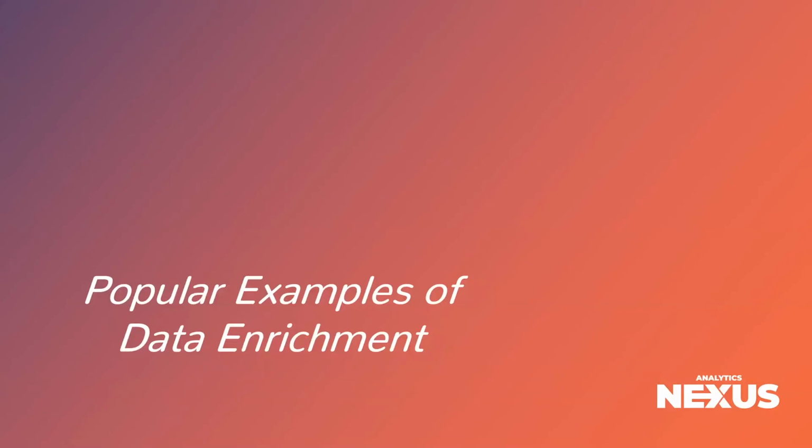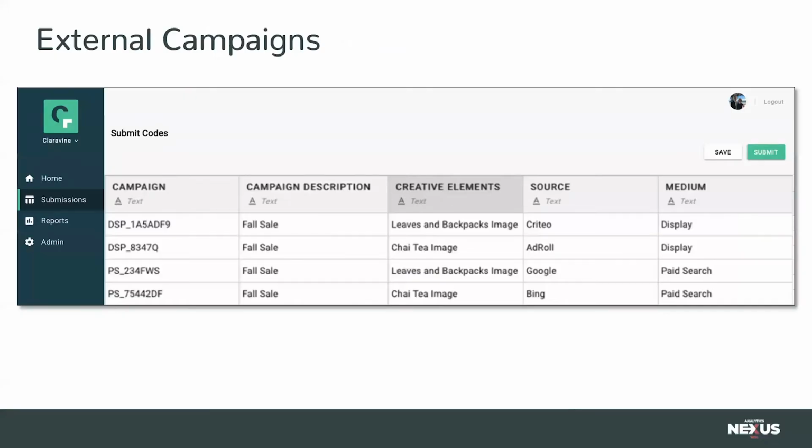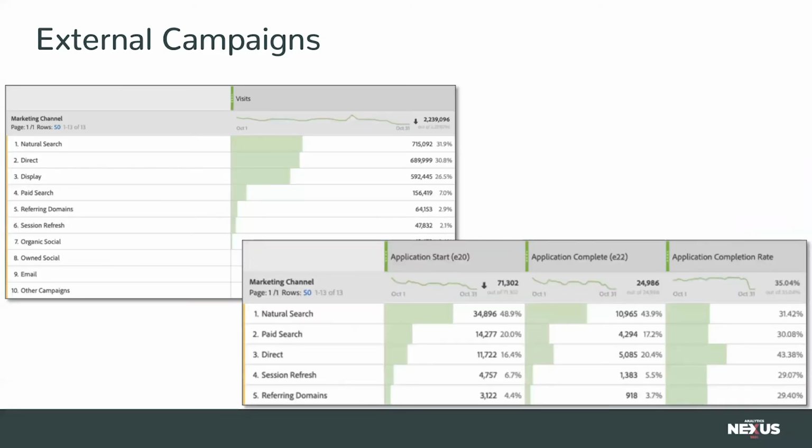I always like to show practical real-world use cases of what we're talking about. So the most popular example of data enrichment is external campaigns. This is probably the one that everyone uses when they first learn about data enrichment. As we mentioned earlier, you might have thousands or millions of campaign codes, and you want to slice and dice those by different campaign descriptions or sources or mediums and so on. So when you do that, you end up being able to see things like visits by marketing channel.